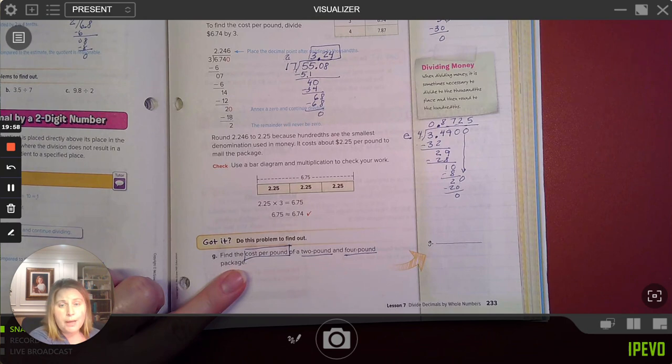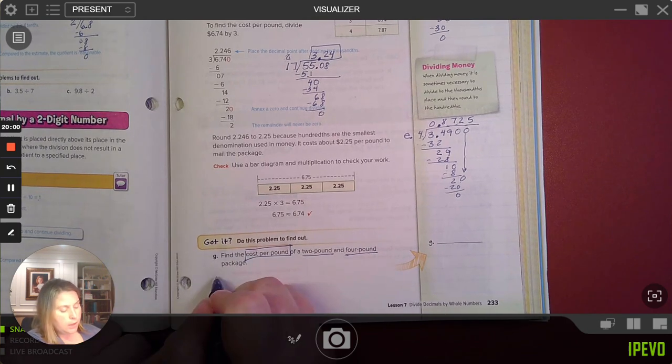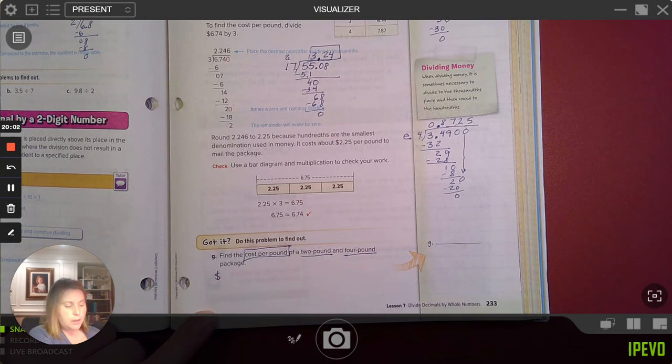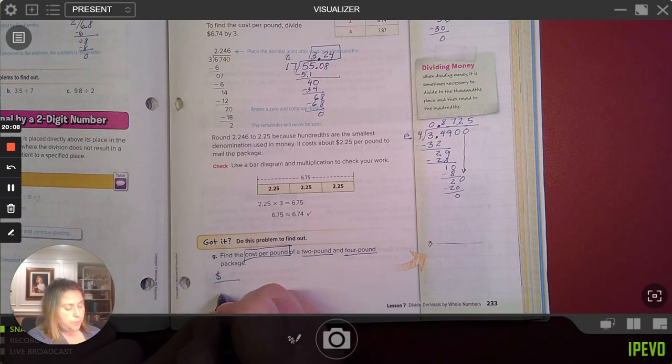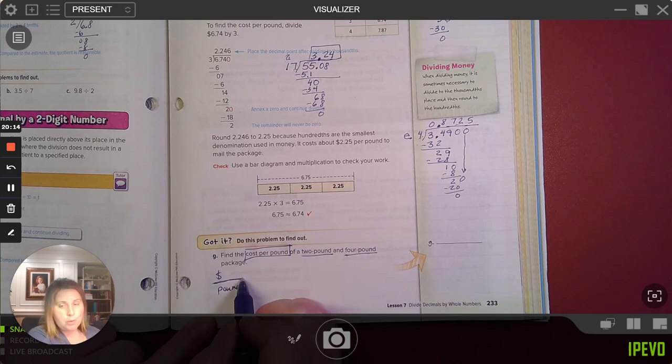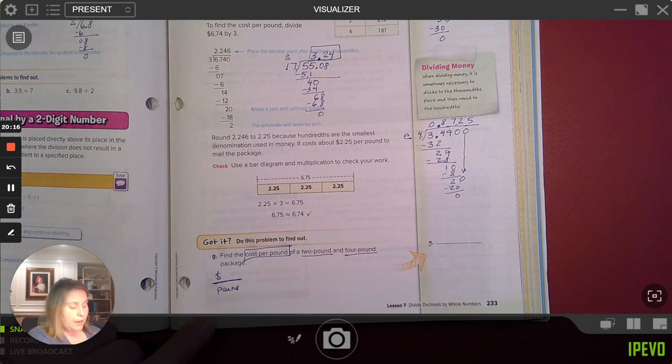Cost per pound. So this means we're going to be looking at our price in dollars per, and that's the division sign or fraction bar, pound. So it's dollars divided by pounds. Dollars divided by, remember that's the division bar, divided by pound, right?